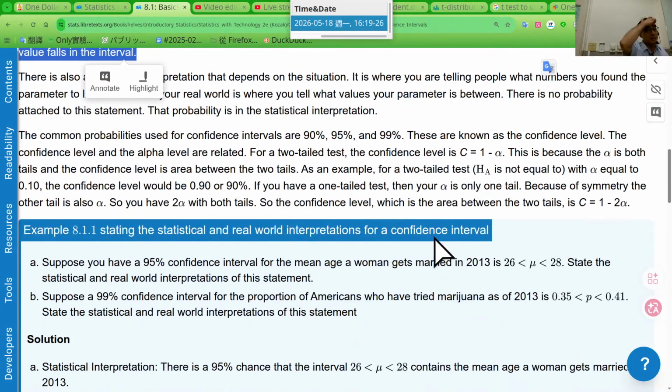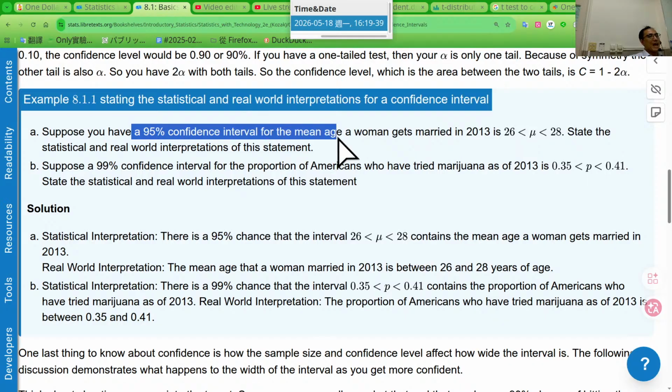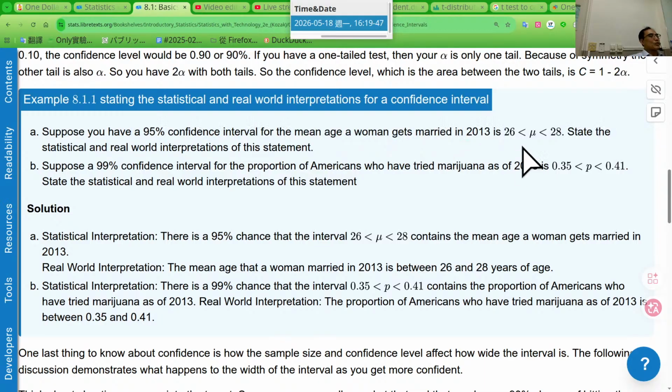Okay, let's check here. Example 8.1.1, stating the statistical and real-world interpretation for a confidence interval. Suppose you have a 95% confidence interval for the mean age of a woman getting married in the year 2013. The range is between 26 years old and 28 years old.